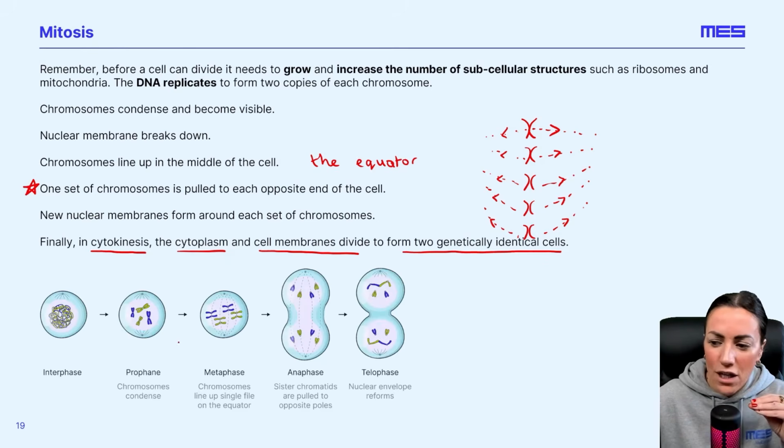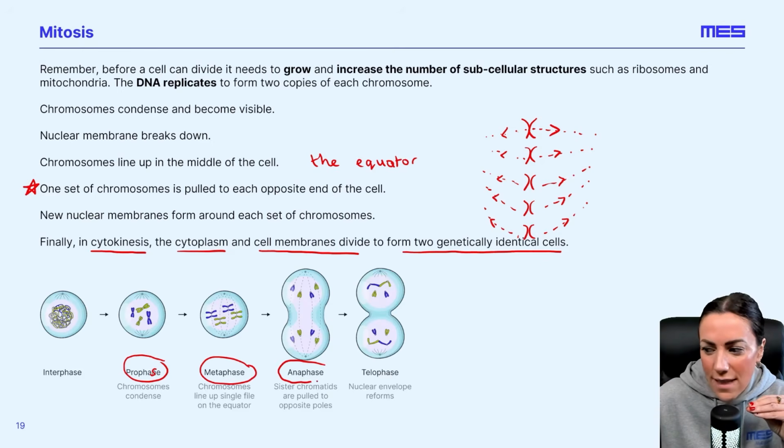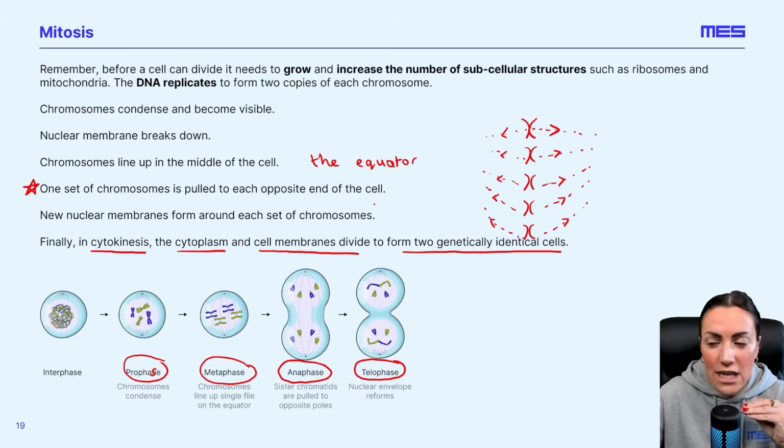Now, you may have heard of the names of the stages of mitosis, like prophase, but this really is A-level biology. You do not have to know the names of the different stages of mitosis. You do not need to be able to describe those stages in significant detail. Just saying one set of chromosomes is pulled to each opposite end of the cell, and then new nuclear membranes form is enough. And then after mitosis, the cytoplasm and the cell membranes divide.